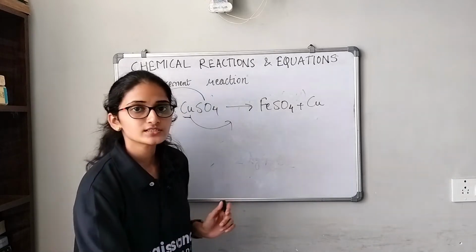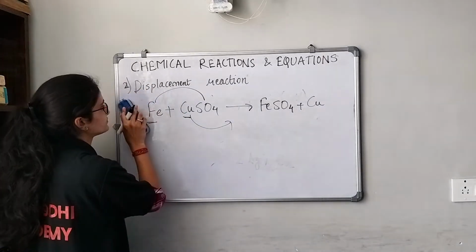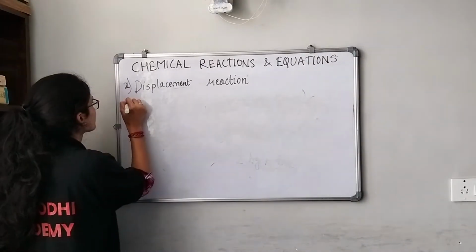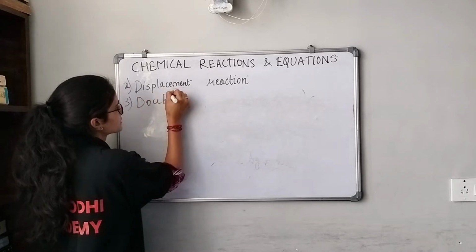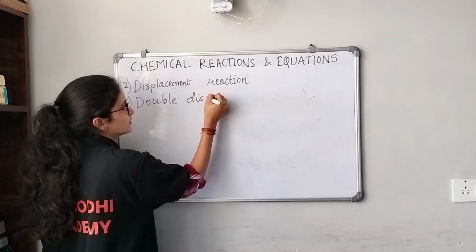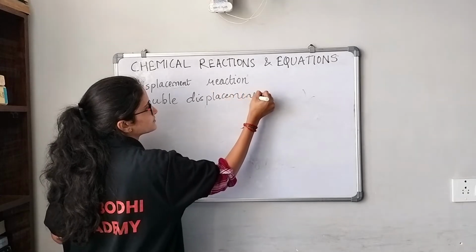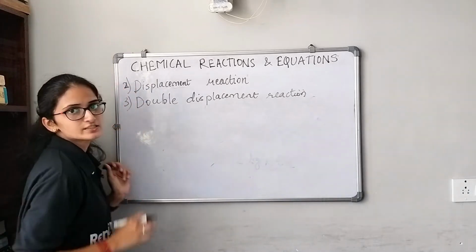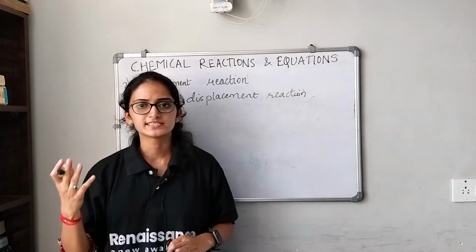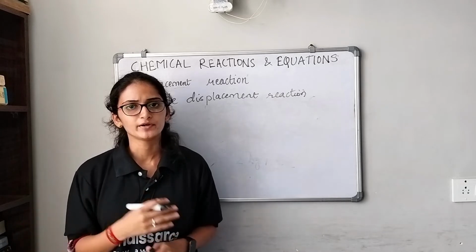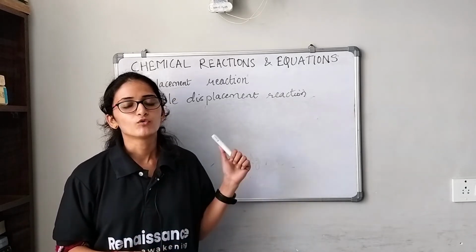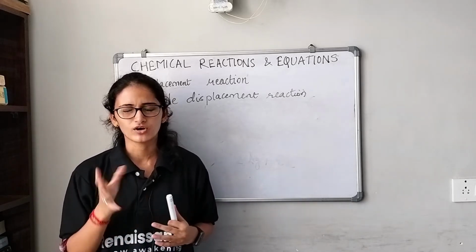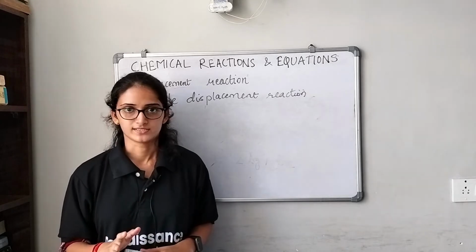Now next is the double displacement reaction. The third type of reaction is double displacement reaction. In displacement reaction, we have seen that iron is displacing, or one element is displacing another element from its solution. So what is double displacement? Here the displacement takes place twice, not only once.